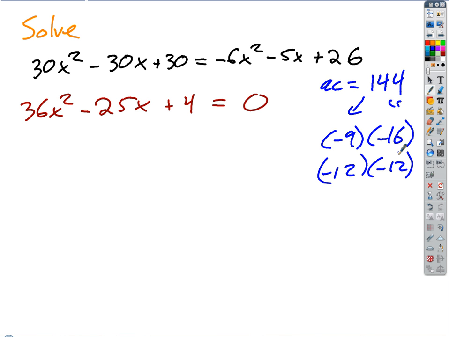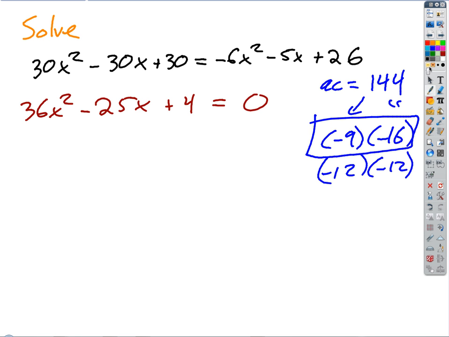Okay, and that works, doesn't it? Because negative 9 and negative 16 is negative 25. So we found the magic numbers. These are the winners. That tells us how we're going to split the middle term. Now, don't confuse these with the answers. We're not there. That just tells us how to break this into two groups of two.